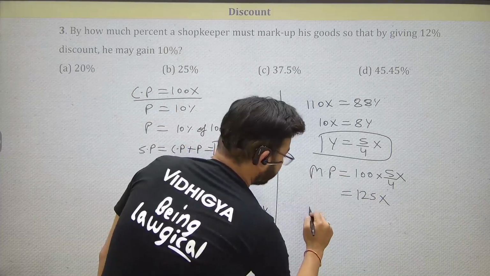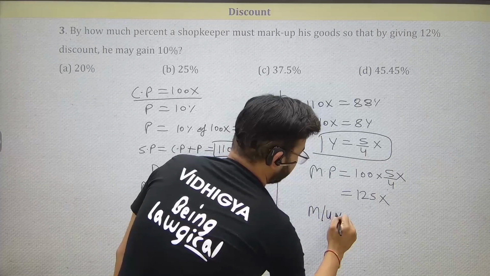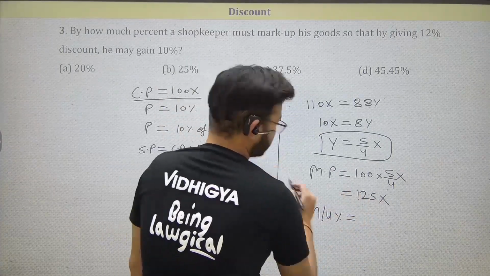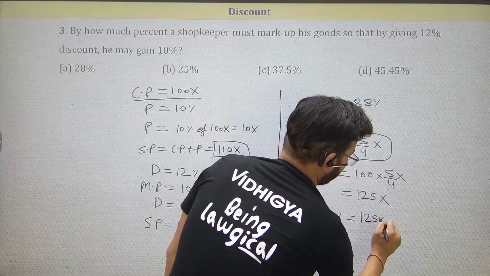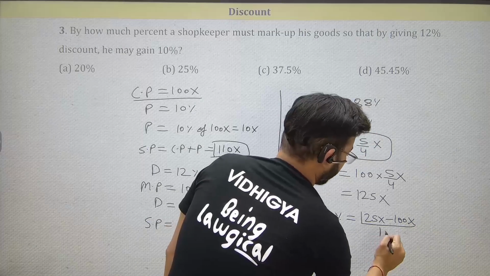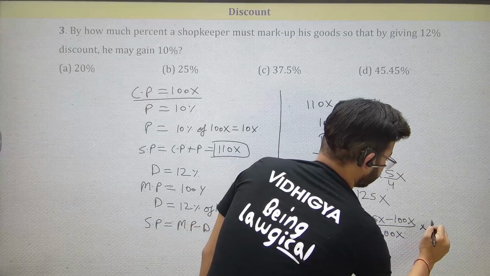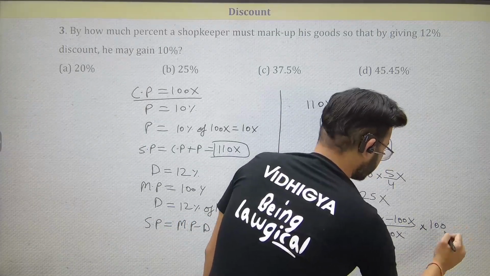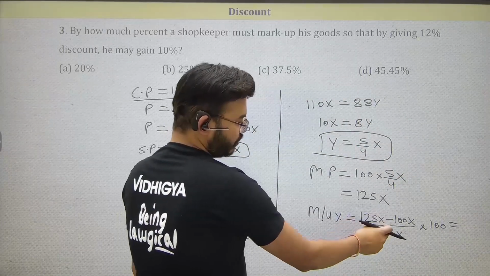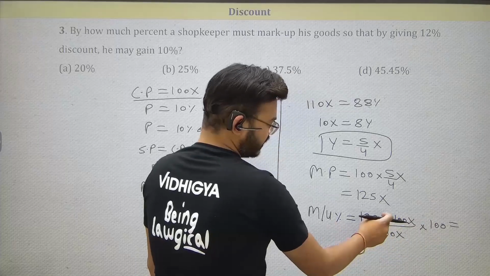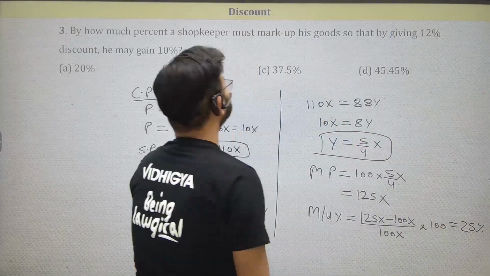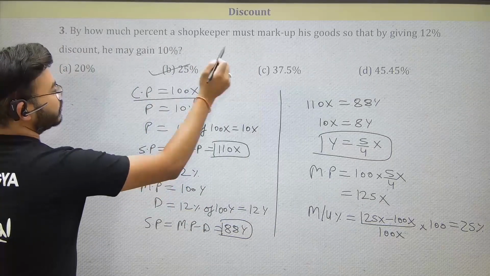Hence the markup percent will be equal to markup price, which is 125x minus 100x, divided by 100x, into 100. So this will come out to be 25 by 100, that is 1 by 4. So this becomes 25%. So the markup will be 25%.